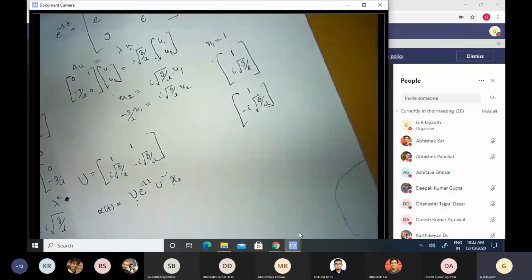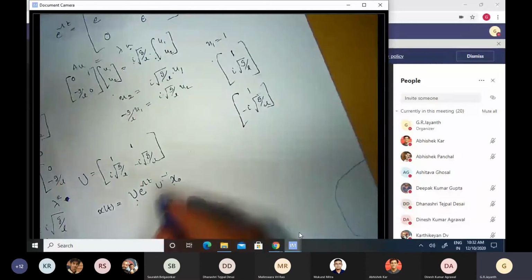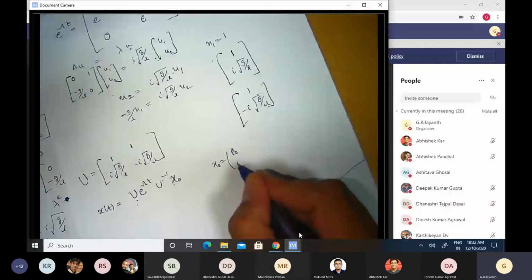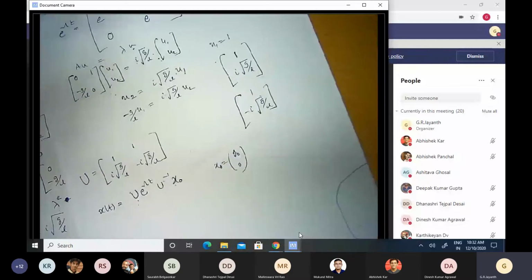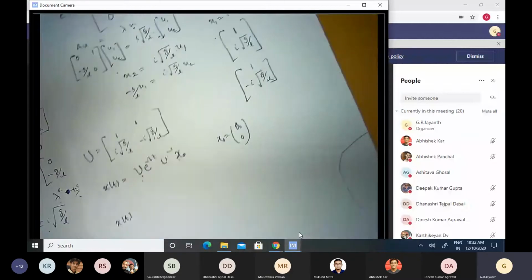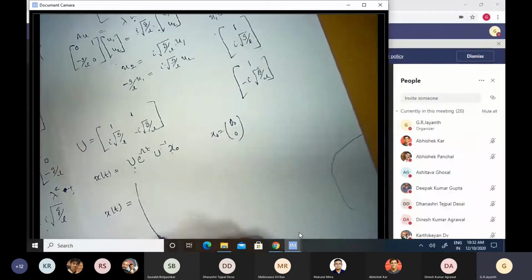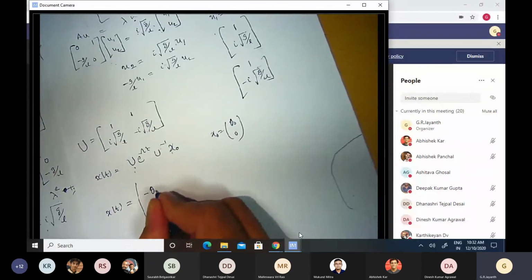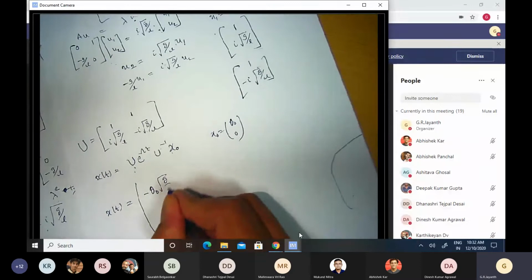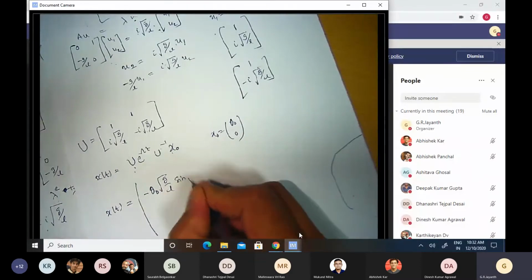So x naught, as we discussed, therefore was of the kind theta naught, 0. So if I plug everything in and shake them very well, I get the expression for x of t, the state at some point in time t, and I can show, if I do the math carefully, that it will be of the kind minus theta naught square root of g by L sine of root of g by L t.